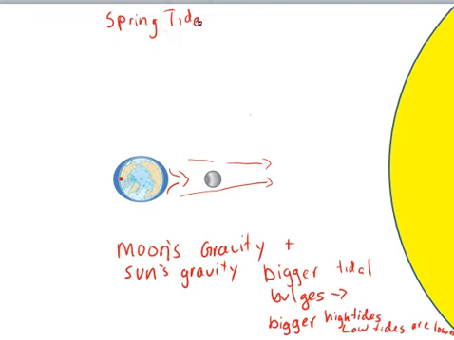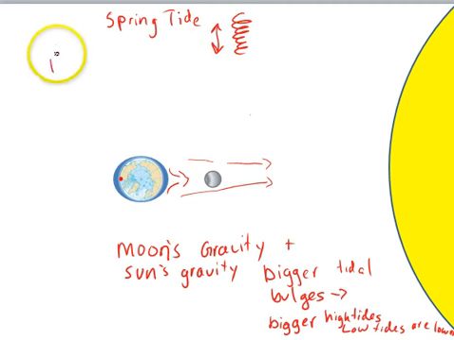You can think of it as the tides springing back and forth. Don't think of it as the season spring, because these spring tides can happen any season, summer, winter, fall, spring. But the tides are springing way back and forth between an extreme high and an extreme low.